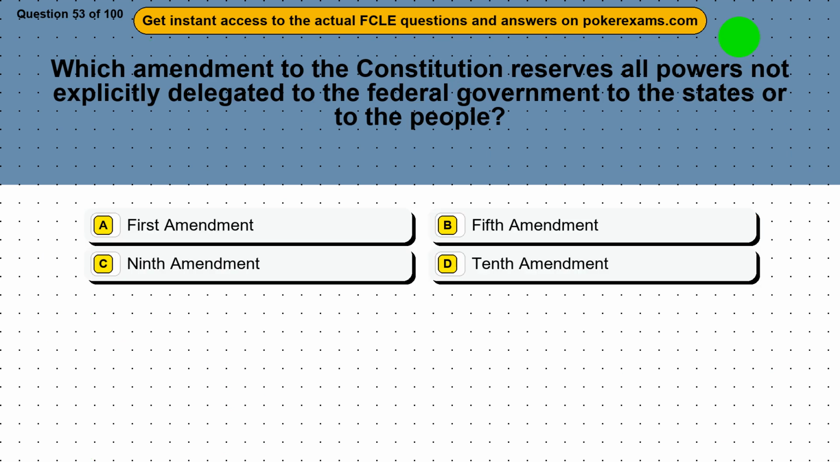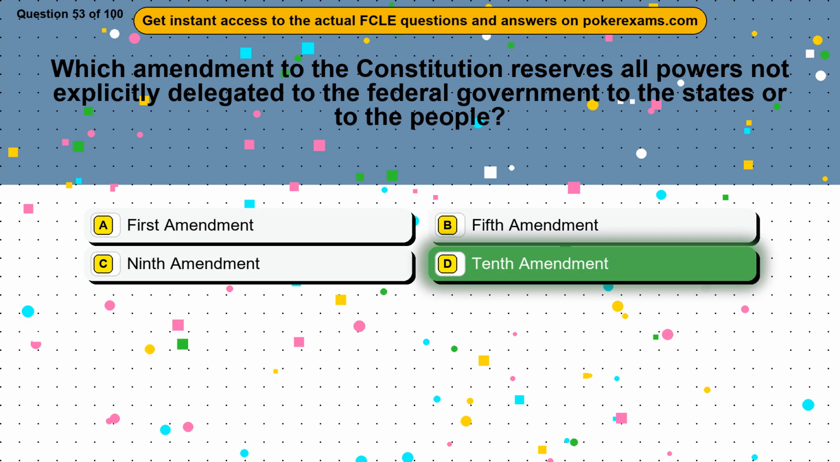Question 53. Which amendment to the Constitution reserves all powers not explicitly delegated to the federal government to the states or to the people? Option A, First Amendment. Option B, Fifth Amendment. Option C, Ninth Amendment. Option D, 10th Amendment. The correct answer is option D, 10th Amendment.